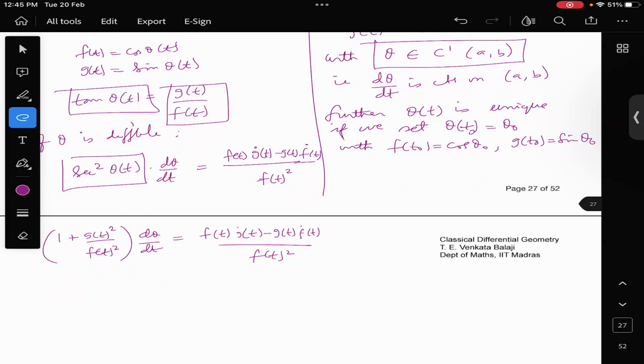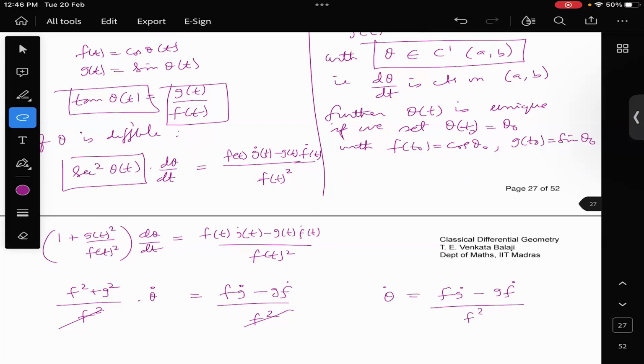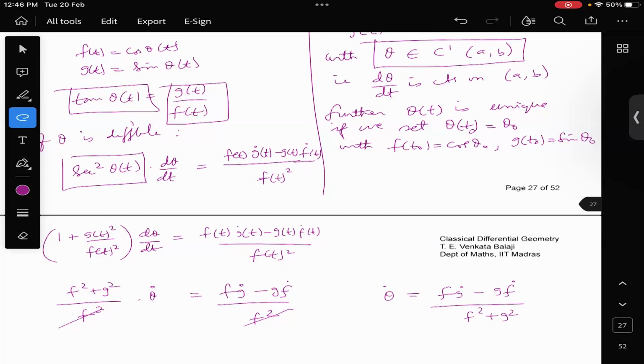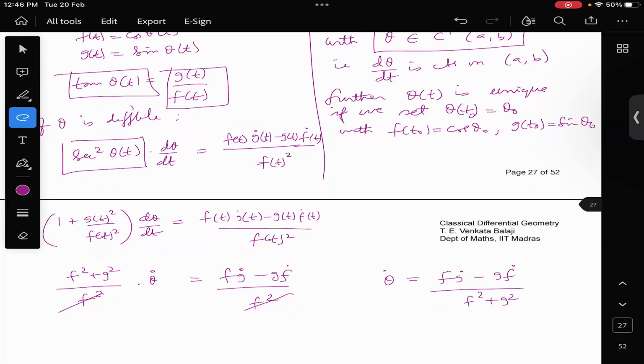Now what I will do is suppress all the t's and simply write it as: this will become (f squared plus g squared) by f squared into theta dot is equal to (f g dot minus g f dot) by f squared. You cancel out this f squared and you get this expression: theta dot is (f g dot minus g f dot) by (f squared plus g squared). There is no harm in dividing by f squared plus g squared because it is 1.